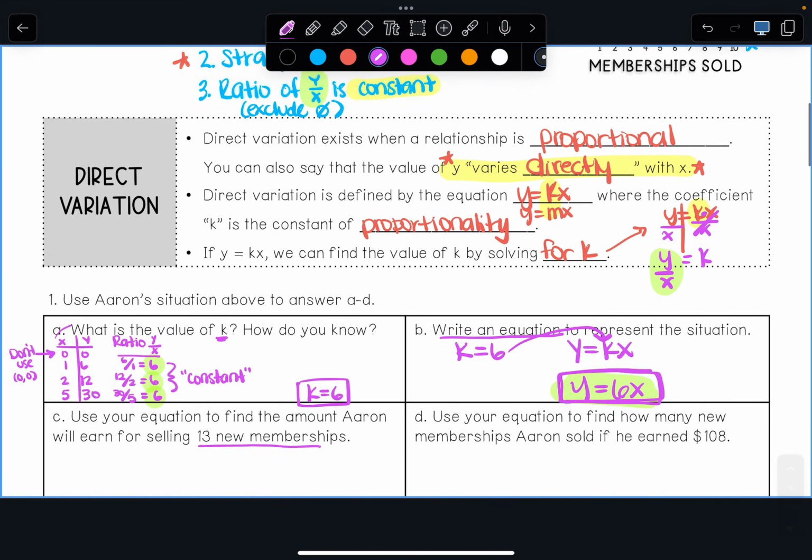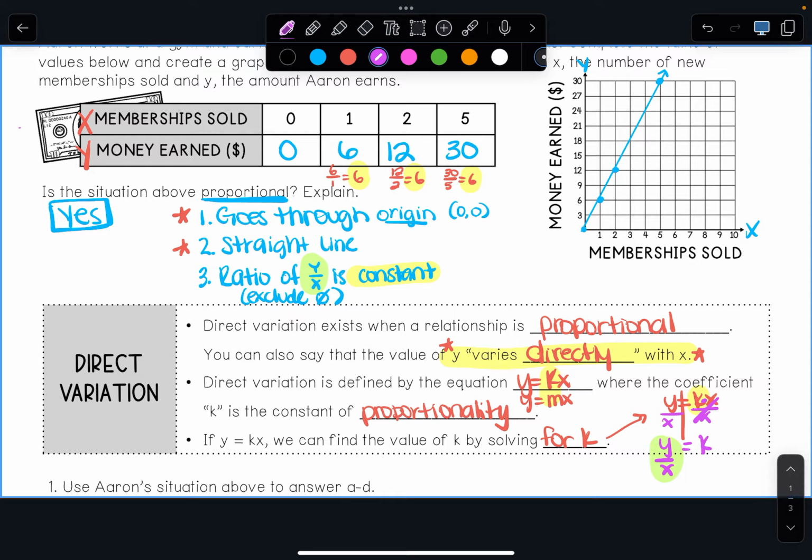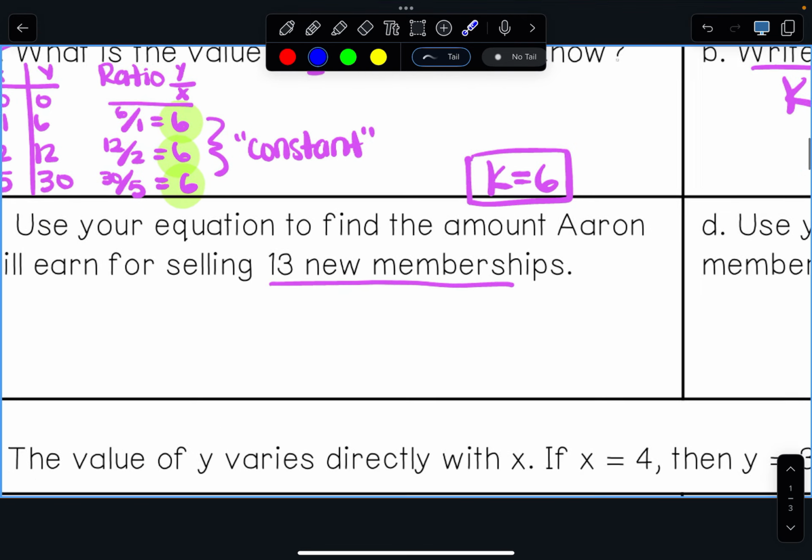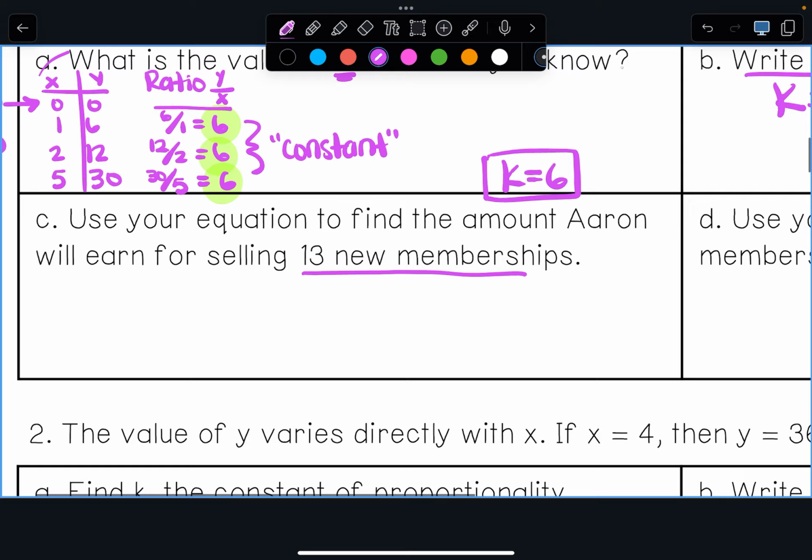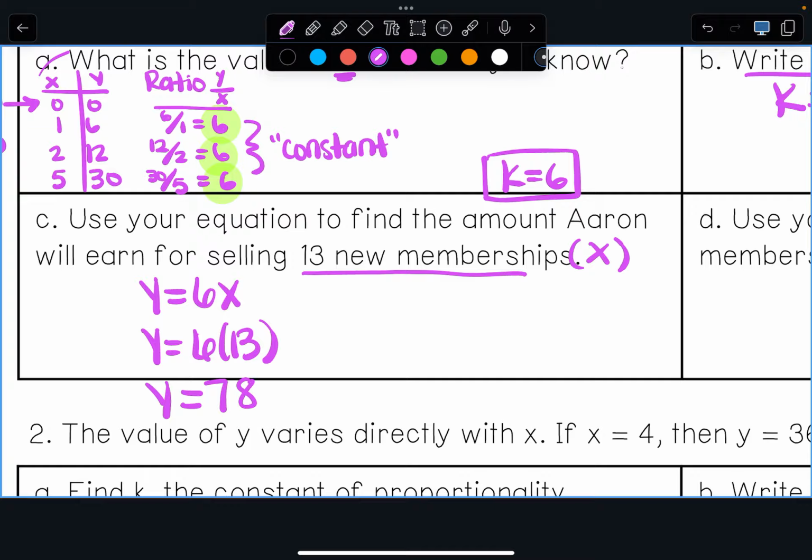Well, we look at our table. If we're selling memberships, we are plugging in for X values. So they want us to plug 13 in for X. So I'm going to take my equation, y equals 6x, and replace X with the number 13. I get y is equal to 78. 78 what? $78.